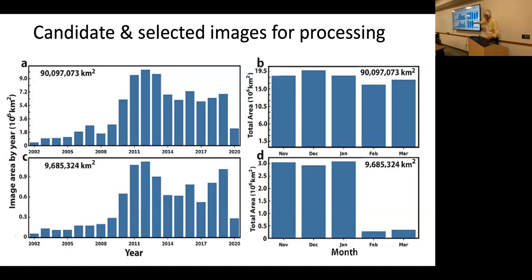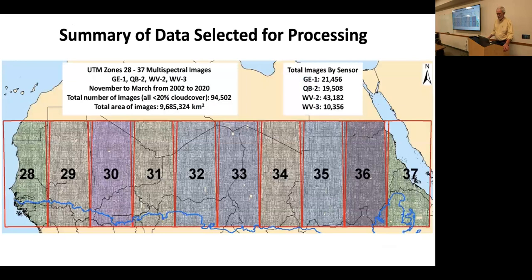So then we down selected to 9.7 million square kilometers. Most of our data are from the early dry season, November, December, January, and that's what we use in our paper. This just shows you where we had the data and what satellite they came from.